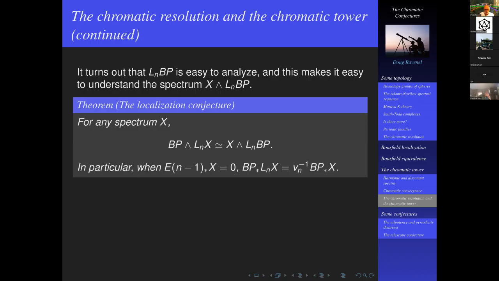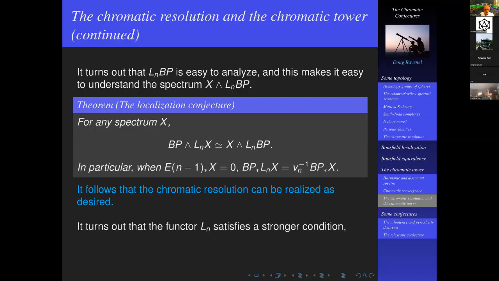So in particular, if E_{n-1} of x happens to be 0, then the BP homology of L_n of x, you get that just by inverting v_n. And that's exactly what I was hoping for. This means that the chromatic resolution can be realized geometrically as I had hoped.